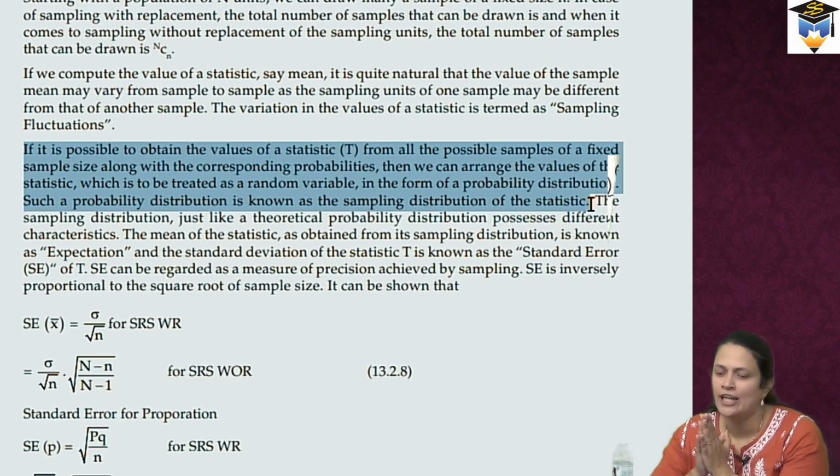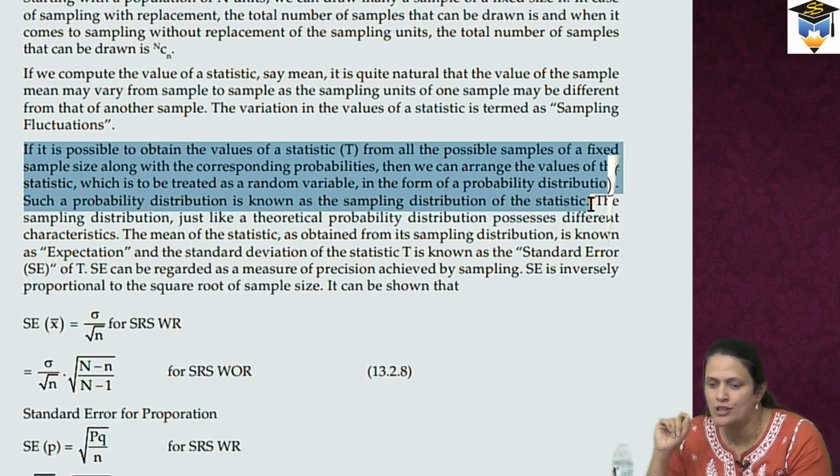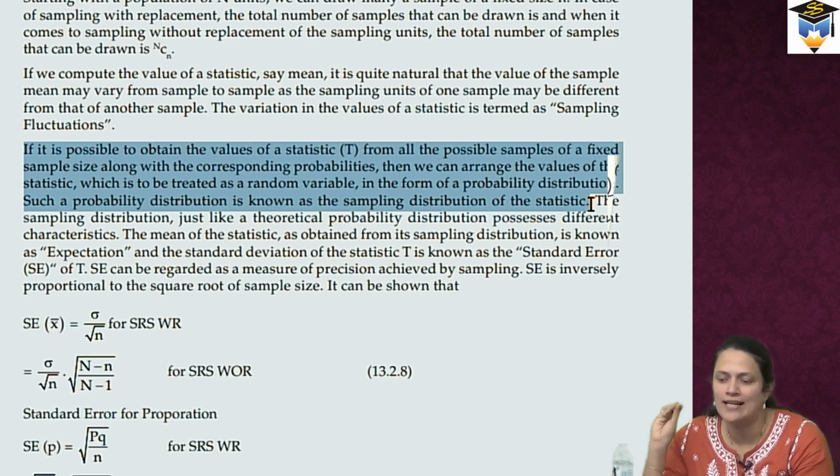Write down this part. If it is possible to obtain the values of a statistic T from all the possible samples of a fixed sample size along with corresponding probabilities, then we can arrange the values of the statistic, which is to be treated as a random variable, in the form of probability distribution. Such a probability distribution is called as sampling.